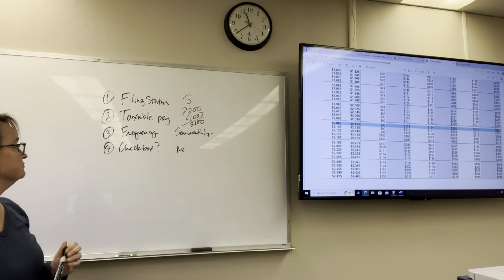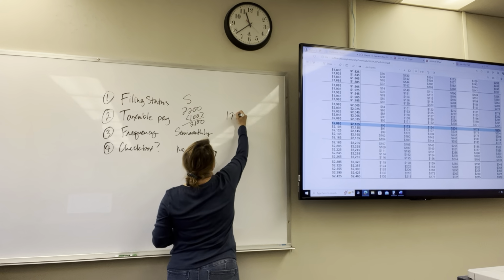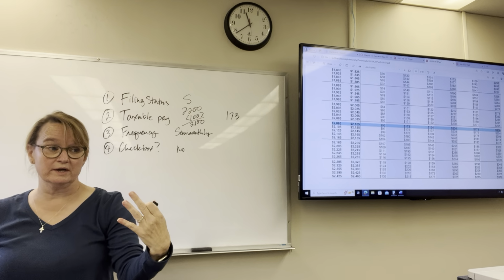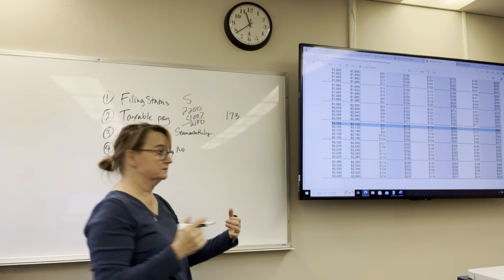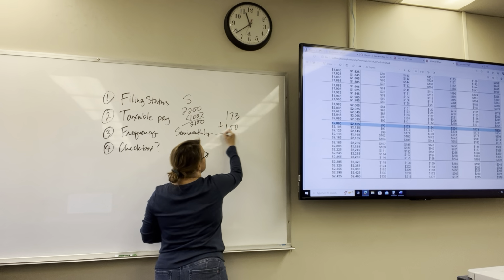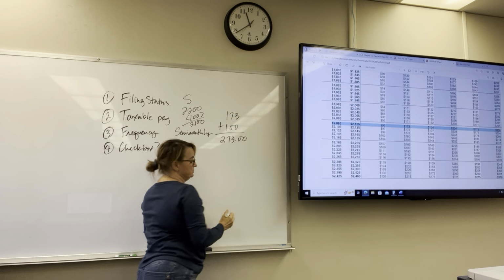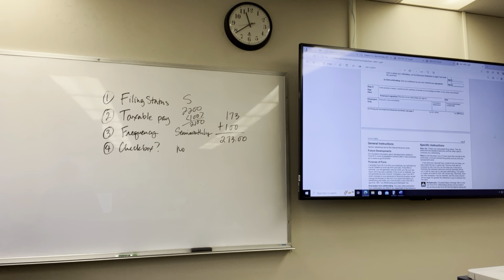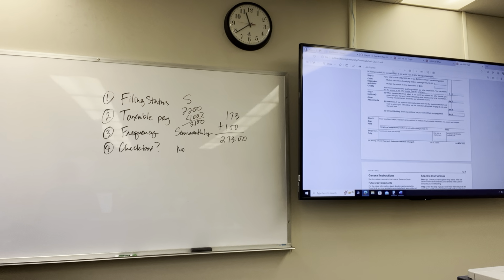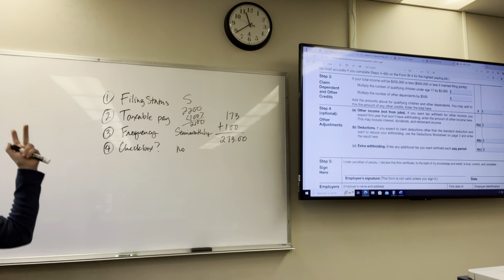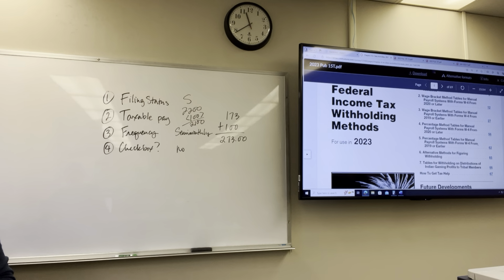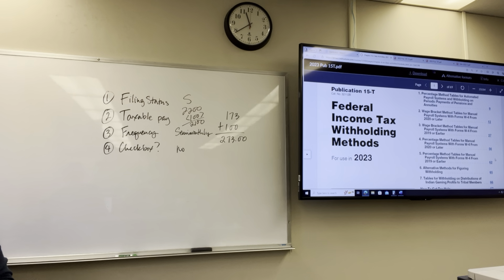So $173 is her withholding. However, we've got to add that additional $100 that she wants withheld every pay period. So $273 is how much is going to be withheld. And if you recall on the W-4 form, that additional amount would be listed here under extra withholding. Whatever your bottom line number is, your final calculation, you would then add an additional amount on top of that. All right, so let's look at how we do this with the percentage method.